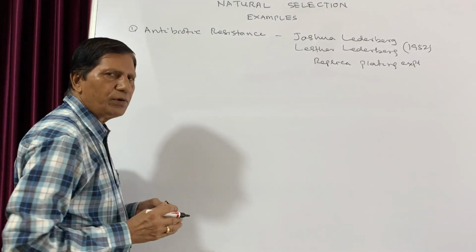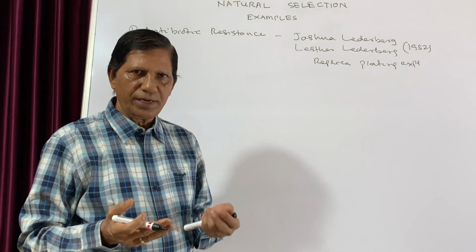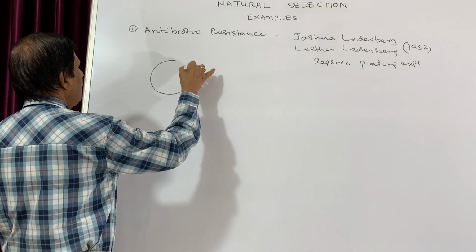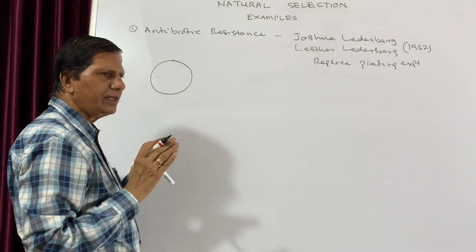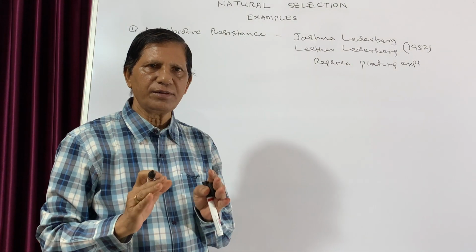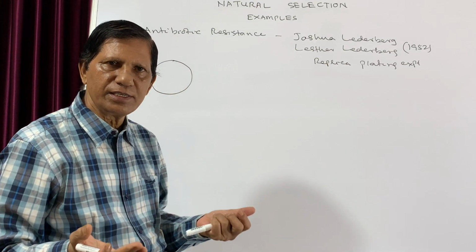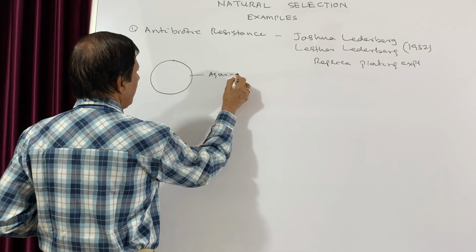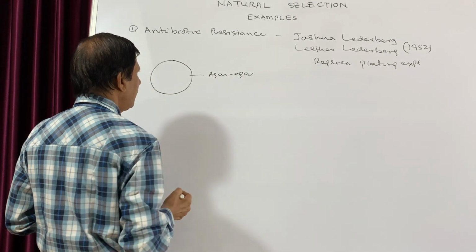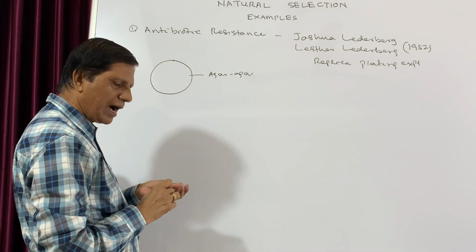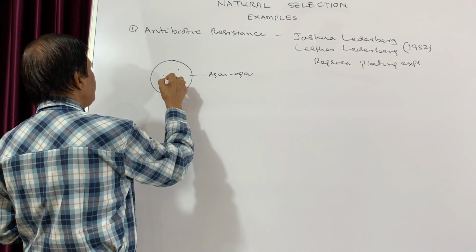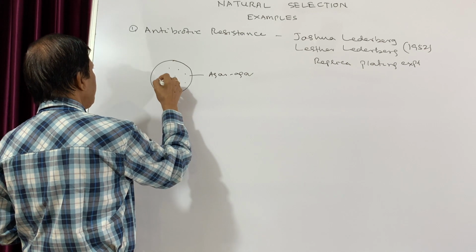Now usually when bacteria are grown in culture medium, what happens? Usually in one culture medium, all the medium that is required is taken along with the semi-solid agar medium, and the bacteria are allowed to grow here. This is the normal practice.